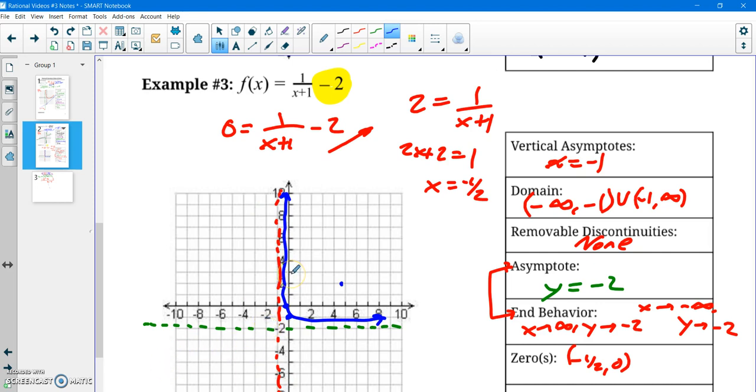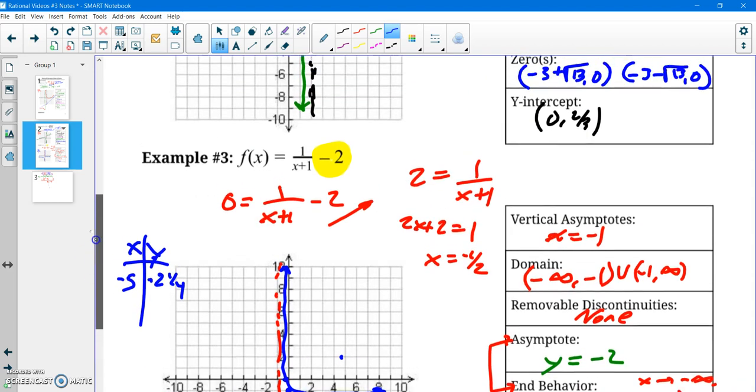Let me plug in -5 to see. You can always plug in more points if you're not sure what the shape looks like, but I'm pretty sure. You plug in -5. 1 divided by -4. -1/4 minus 2. -2 1/4. So at -5, I'm at -2 1/4. Yep, so it's down there. And I'm done. Okay? So didn't really do any of the factoring.